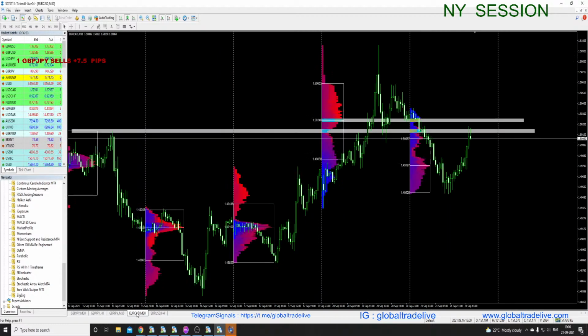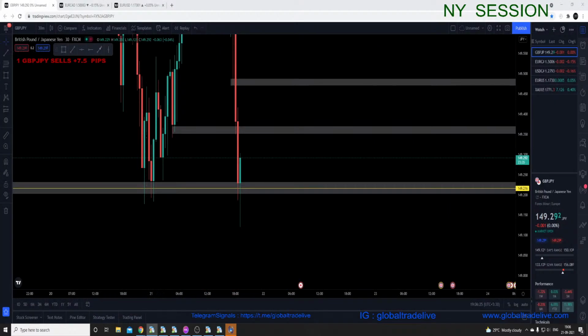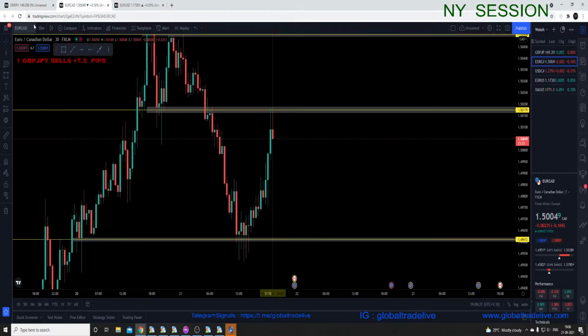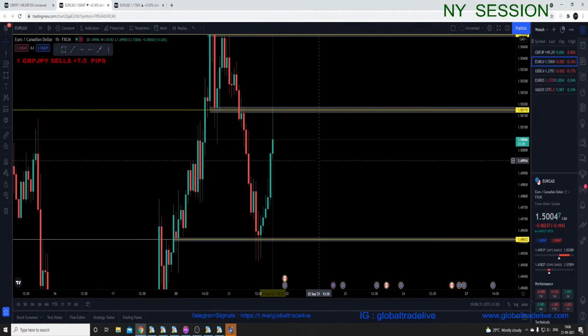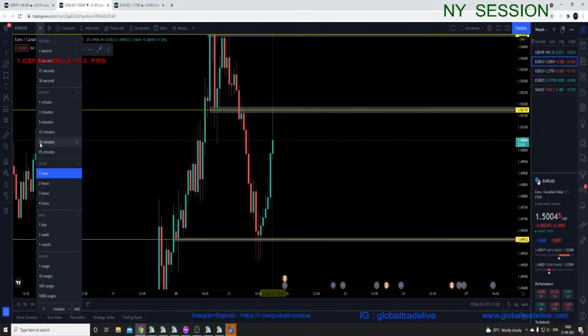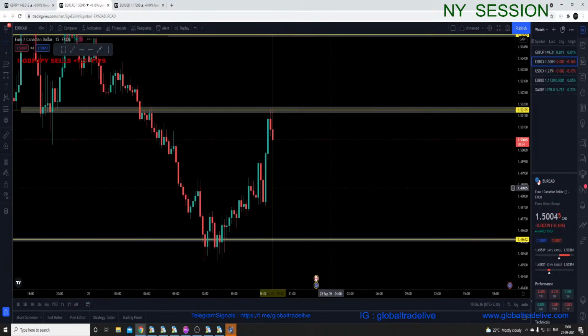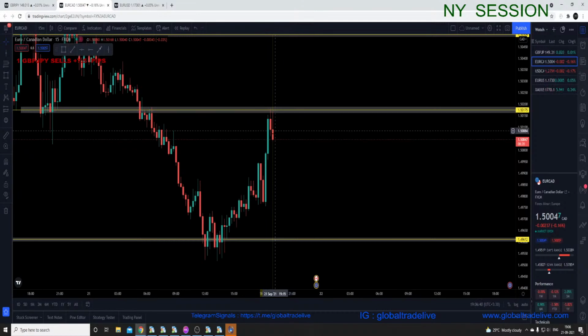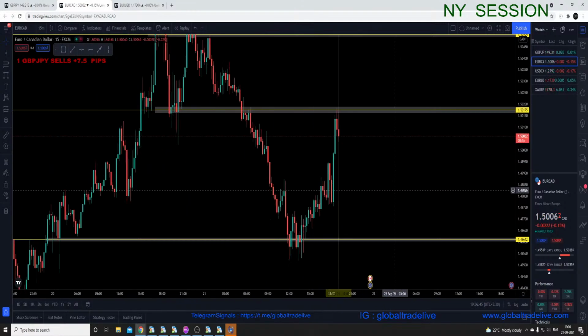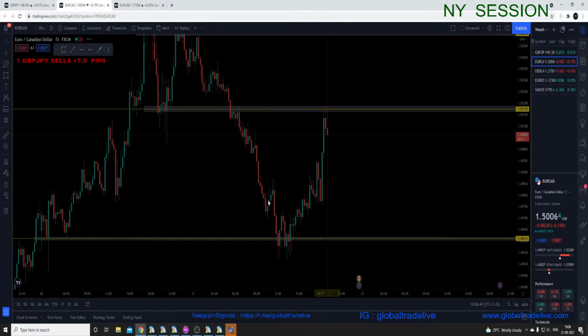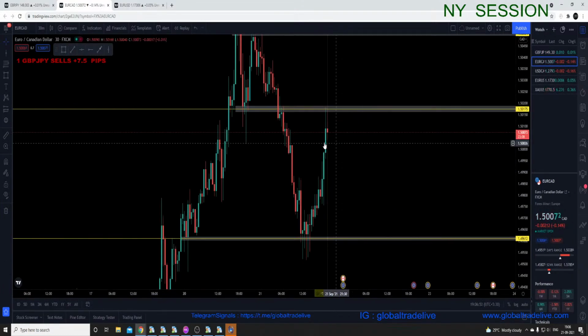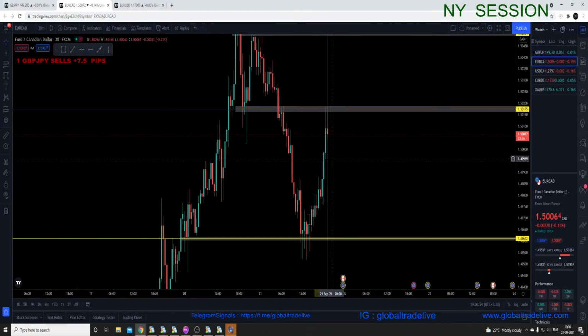Okay, GJ is rejecting. Oh, EuroCAD is coming down. Nice. EuroCAD is coming down, which is really nice. Okay, 15-minute rejected this area. This candle created a higher wick, broke the low, and so this is 30 minutes. Let's see if the current candle can break the low of the previous candle or not.